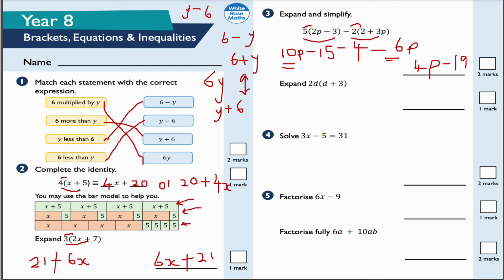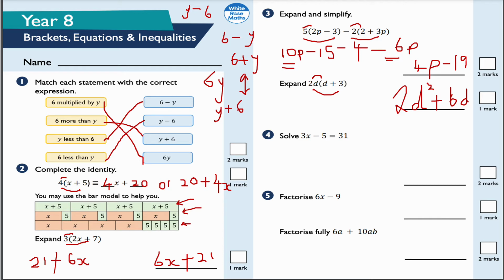Next question, expand this single bracket. 2d times d. Well, d times d is d squared, so it's going to be 2d squared. And then I've got 2d times positive 3. Remember that everything inside the bracket is multiplied by the term on the outside of the bracket. 2d times positive 3 is positive 6d. And that's how we expand a single bracket, guys.